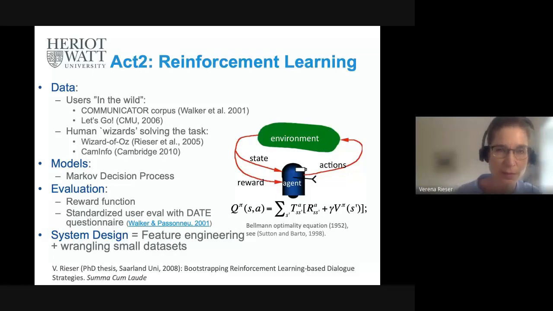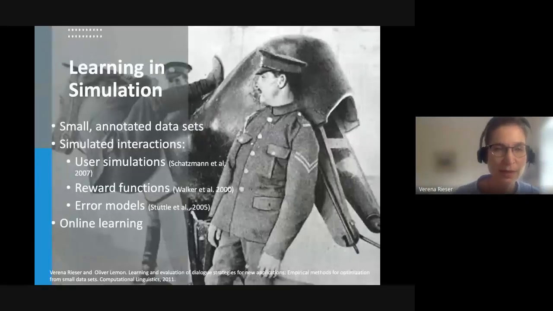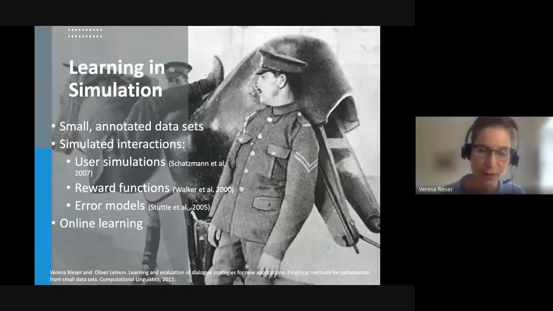So the system design in those days was basically feature engineering. This was to a large extent that you had to manually specify what's in the state space, and you also had to manually specify your reward function. And then also wrangling small data sets. So a lot of this learning was actually done on this dialog act level. So you had to have data sets which were annotated with dialog acts, which is really expensive to get. So during my PhD thesis, I mainly wrangled very small data sets, a couple of hundred examples.